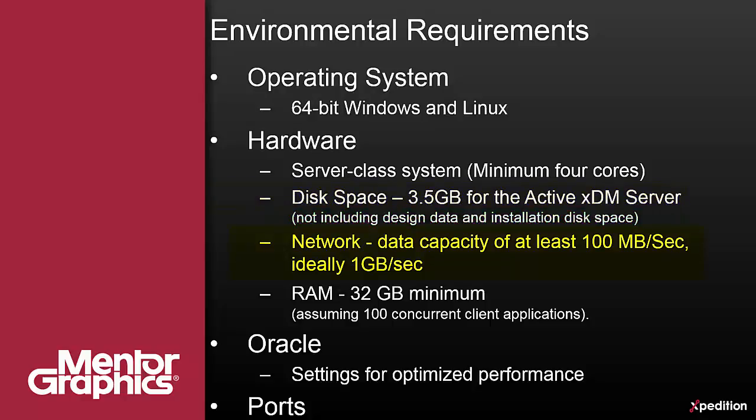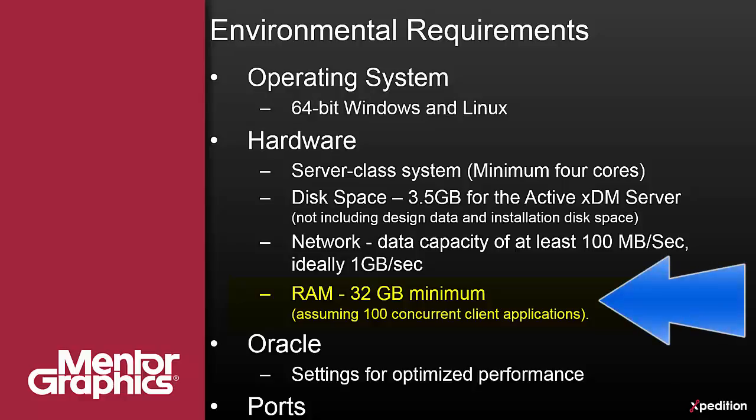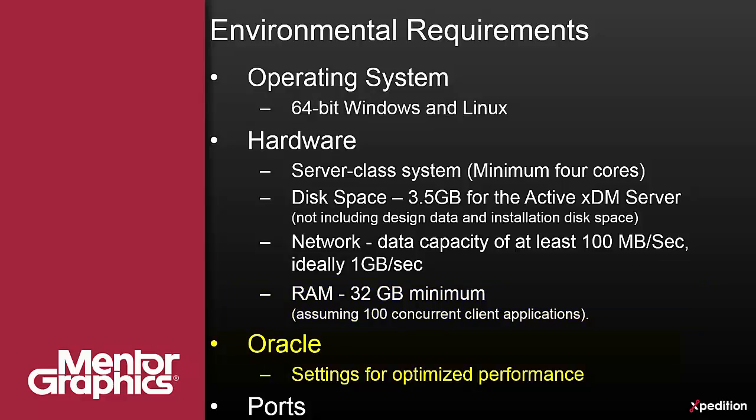Network capacity of 1 gigabit per second is our recommendation, while slower networks, such as 100 megabits per second, can still be successful depending on the overall network traffic. Exclusive to the operating system RAM requirements and any other software running on the host machine, you should allocate sufficient RAM for the XDM server operations. As a rule of thumb, we suggest 32 GB of RAM to support 100 concurrent client applications accessing the XDM server. We will discuss Oracle settings suggested for optimized performance.